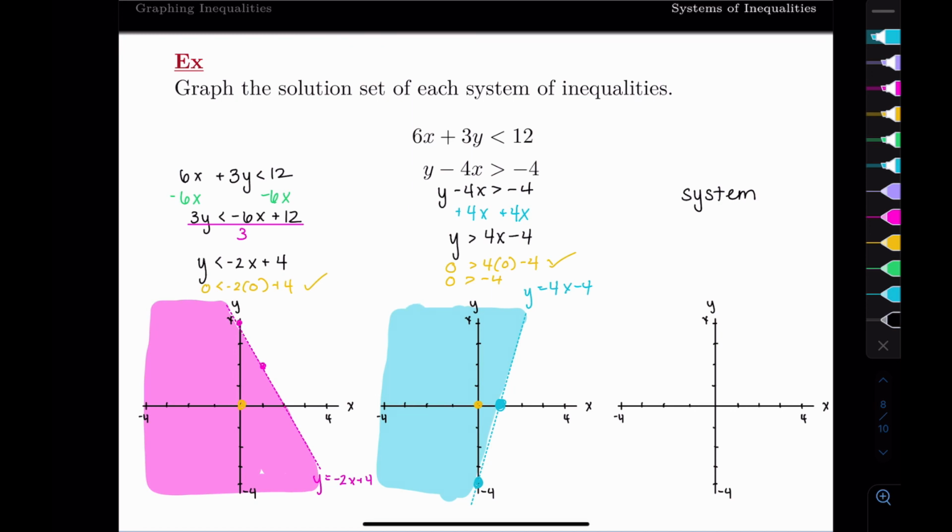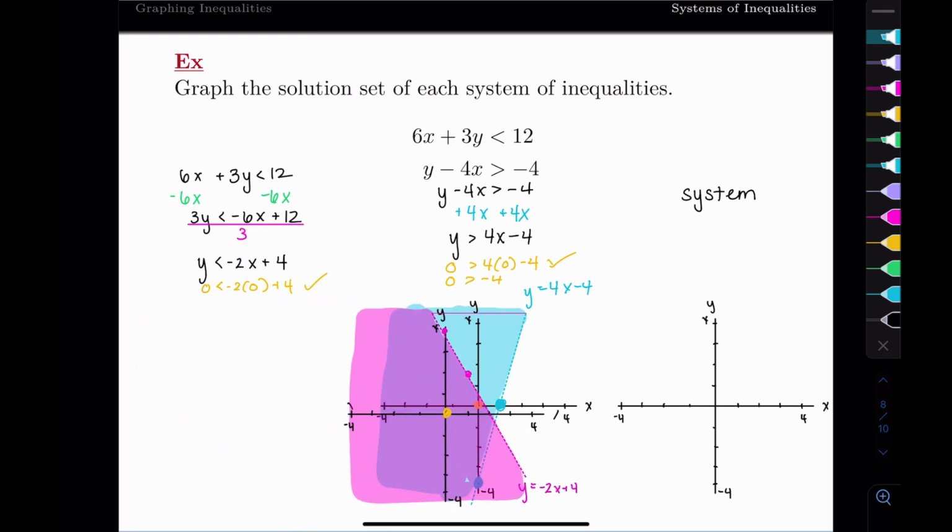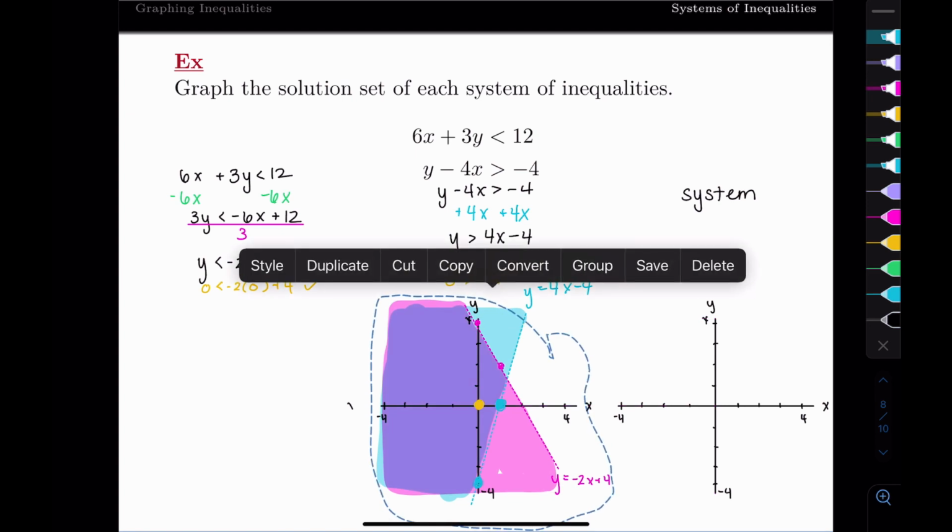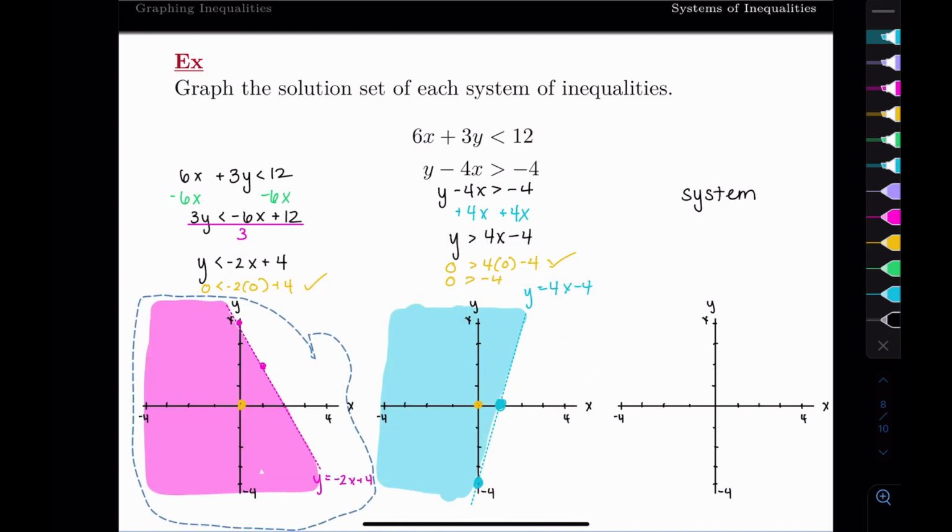So when I go to graph my system, I want these to overlap, or I want to see what region overlaps for them. So if I take this and I move these on top of each other, you see this dark region is what's common to the two lines. So this is going to be the common points for both of them. So I can pick values in this purple region to be able to solve my system.